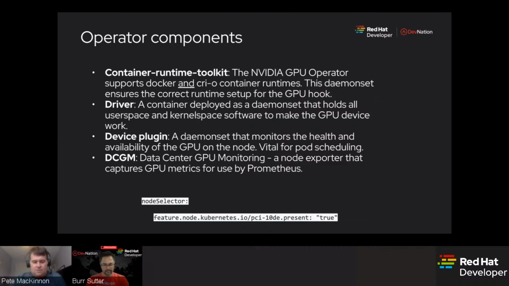Now, I talked about the node feature discovery in the previous slide. What that labeled there with the PCI 10de present value set to true, that is basically the label that NFD will put down so that the GPU operator can correctly be assigned to an appropriate GPU-enabled hardware node.